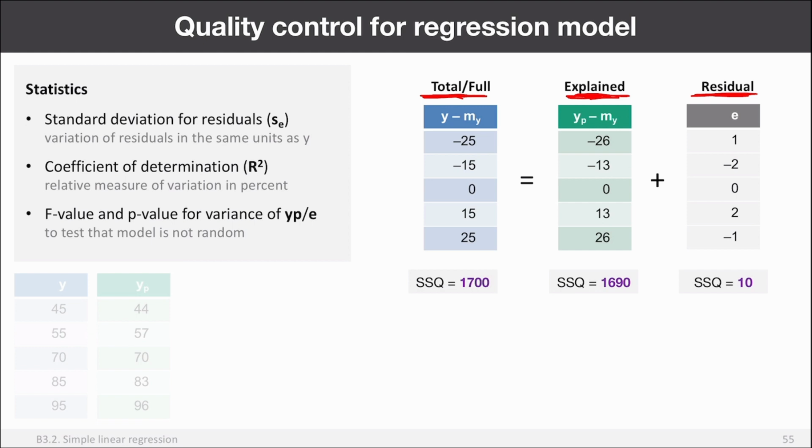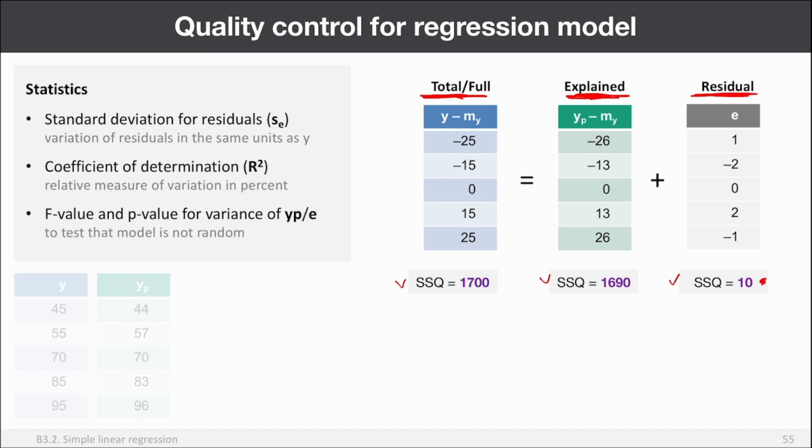Now we can use the same idea, for example, like in ANOVA. So in order to estimate, for example, variance, we need to take a sum of squared distances. So these are the sums of squared distances for the total y, for the predicted y, and for the residuals. You can see that the residuals have a very small sum of squared distances.